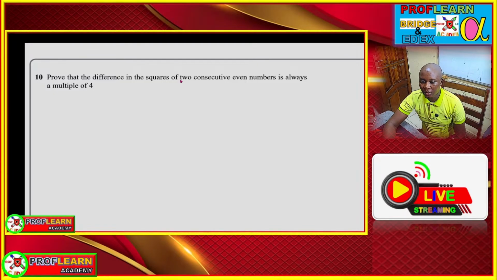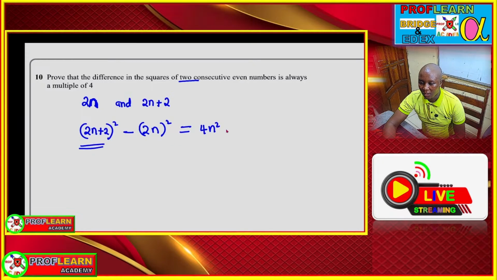So in that case, we know that an even number is actually 2n. Then the next consecutive even number will be 2n plus 2. And then we're going now to square the two numbers and then find the difference. And you can see now here, we can cancel 4n squared and 4n squared. So we're going to remain with that.